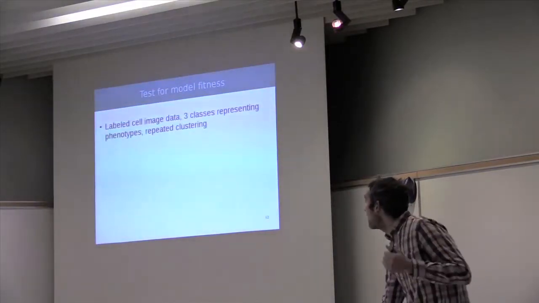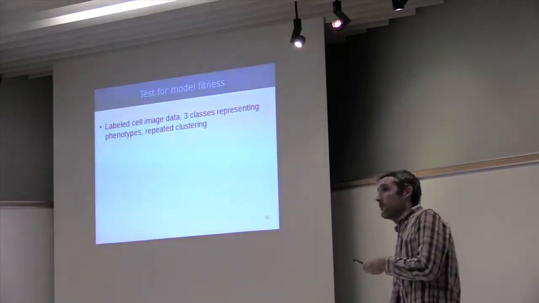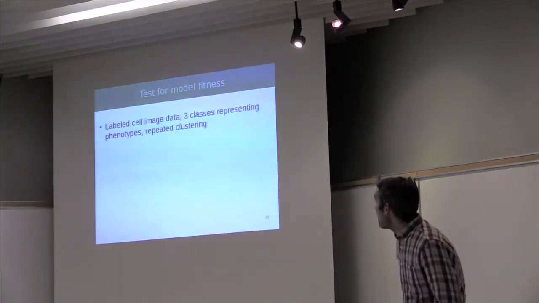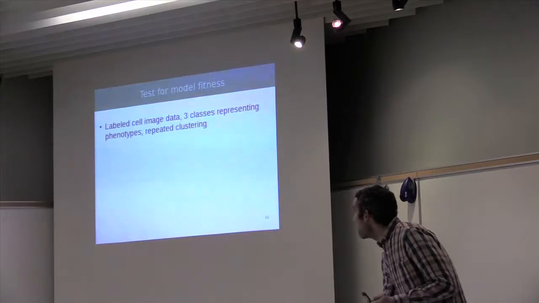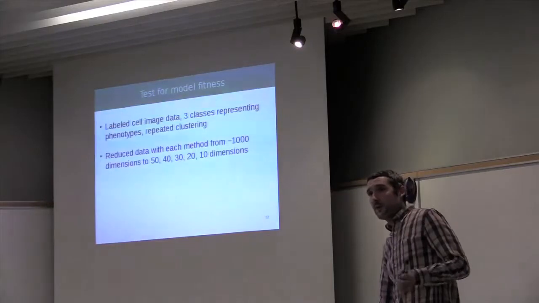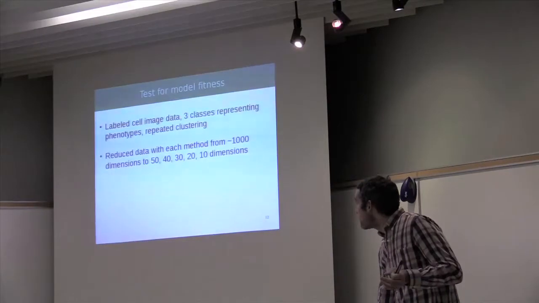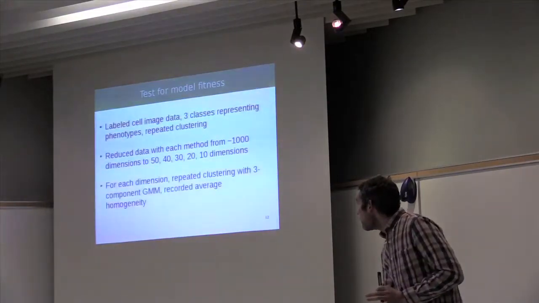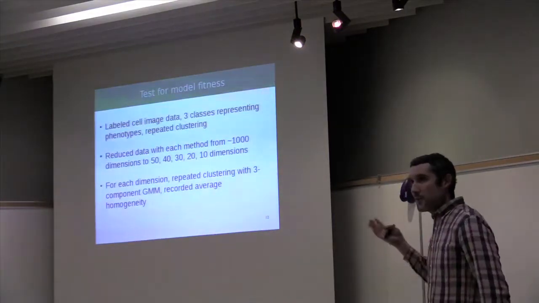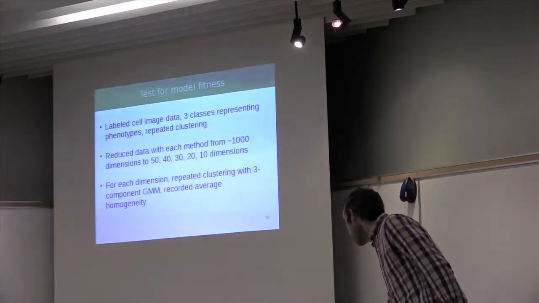So what I did is I took labeled cell image data, the same data that I used to show the two-dimensional problem earlier. It has three classes representing different phenotypes, and I applied repeated clustering. I reduced the data with each method from the original space, which is about 1,000 dimensions, 1,000 different image descriptors, down to 50 dimensions, 40, 30, 20, 10. And in each dimension, I repeated clustering with a three-component Gaussian mixture model, three because that was the number of labels that I knew were present in the data set, and recorded the average homogeneity. So here's what I get.